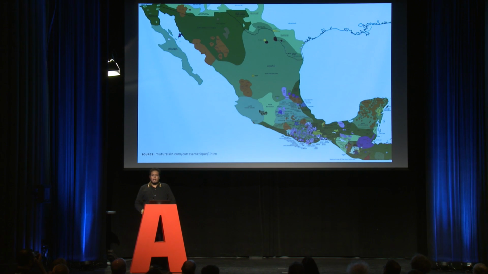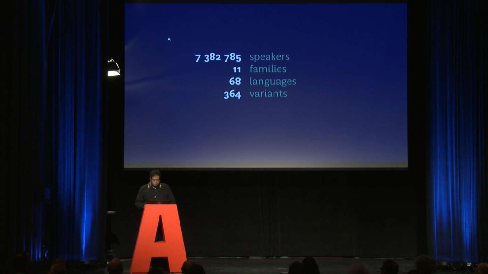So when I was studying type design in Mexico, in Veracruz, I thought I needed to do something about it, not just writing beautiful letters and having new fonts just because. So in Mexico, there are some numbers: more than 7 million speakers of some native language, some indigenous language, in 11 families, 68 languages, in 364 variants. All of them are somehow endangered.